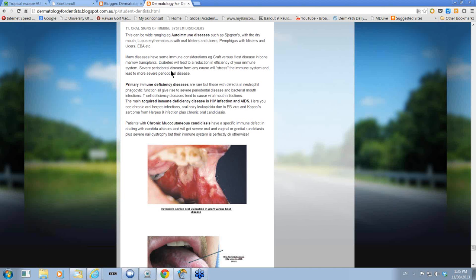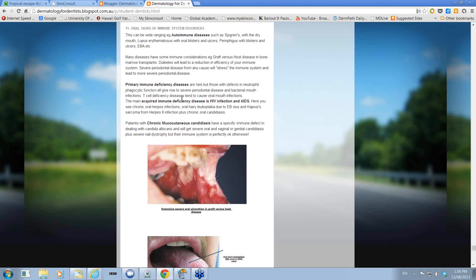But there are other disorders such as diabetes, and it will lead to a reduction in efficiency of the immune system, and mainly because anything that causes severe periodontal disease will stress the immune system. You've got chronic leakage of bacteria into the circulation. And after a period of time, this can have deleterious effects on the immune system.